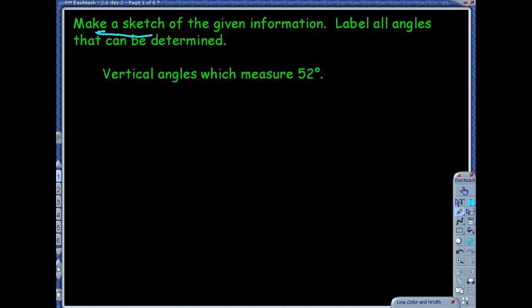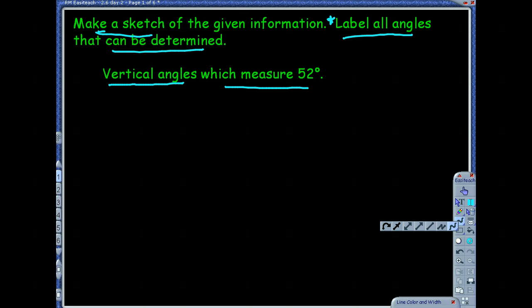All right. It does say label all the angles that can be determined as well. So I'm going to start that, kind of talk about what that means. Okay. So it says we're going to draw a sketch of some vertical angles. So think about what that looks like, where they each measure 52 degrees. Now, how would I draw vertical angles? Well, vertical angles happen when we have two lines that intersect. So I probably want to, in my sketch, draw two lines that intersect. So there's one, there's two.